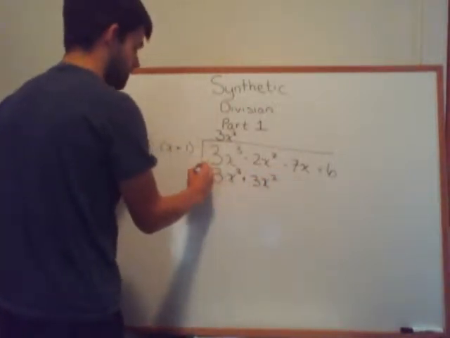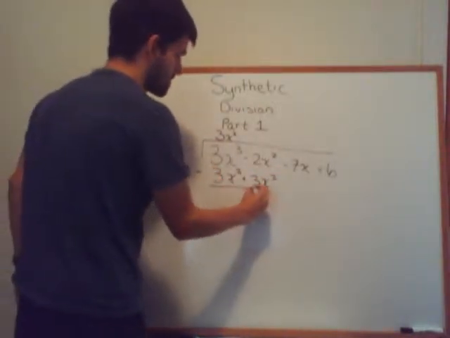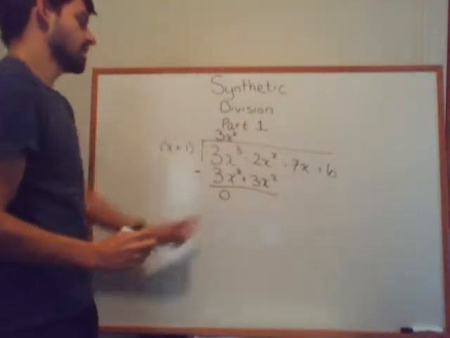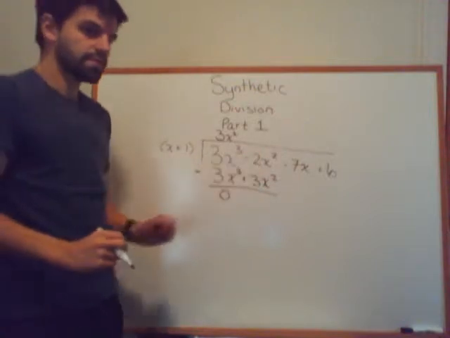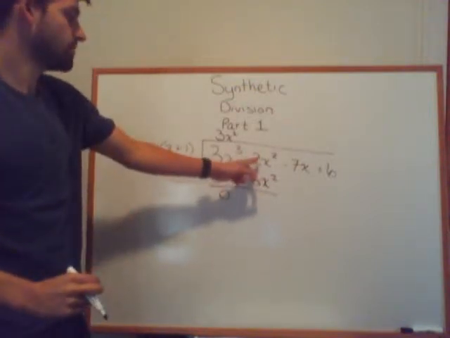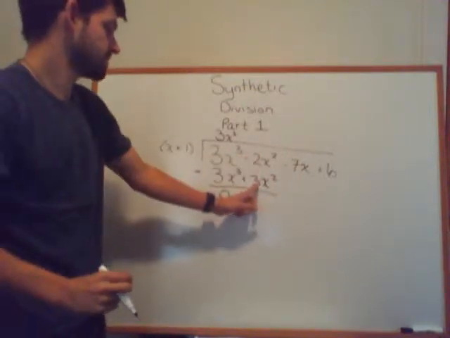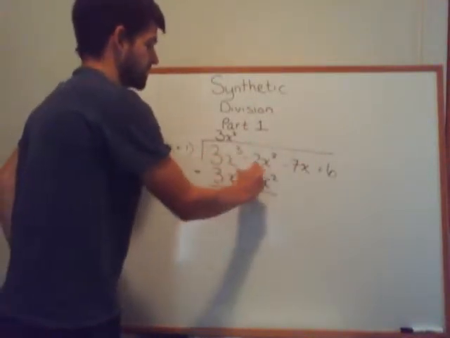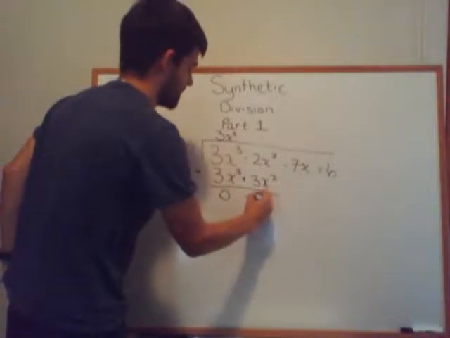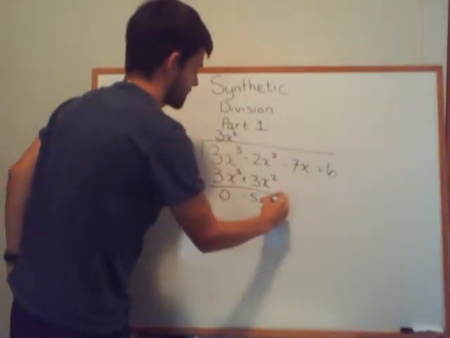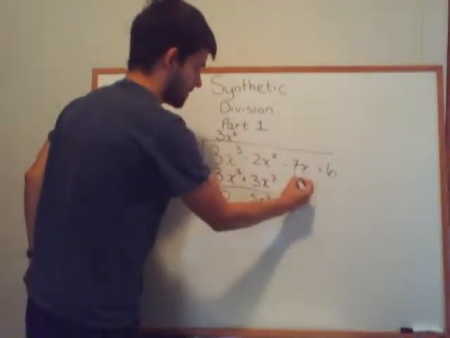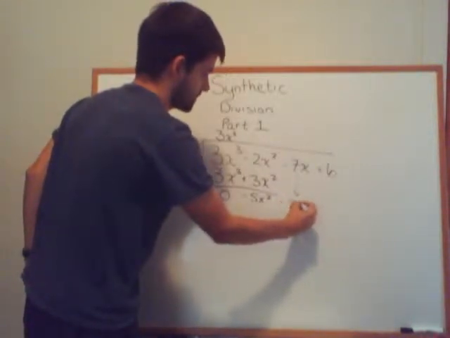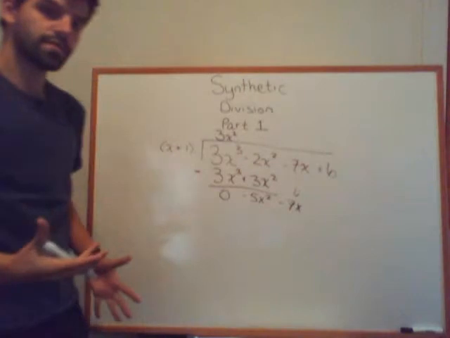Now, just like in long division, we're going to subtract. These are going to cancel, the x cubed. So be careful here with your signs. We have a negative 2 minus positive 3x squared. So negative 2x squared minus positive 3x squared is a negative 5x squared. Now, just like in long division, go ahead and bring down your next term, minus 7x. And then we're going to do the same thing.